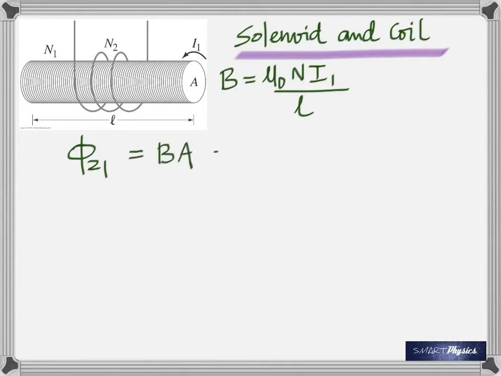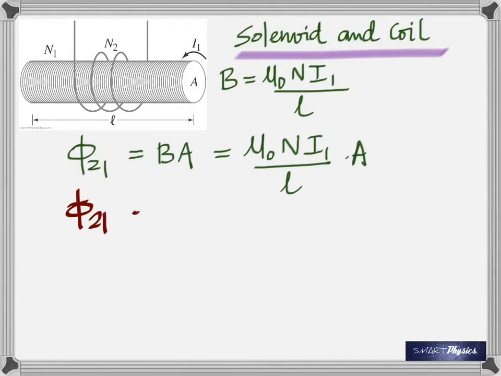So phi 2,1, which is the flux linked with 2, due to a current flowing in 1. That's how you read it, right? Flux linked with 2 due to a current flowing in 1 is equal to B times the area. Area of which one? According to this diagram, they look slightly different, but consider that they are the same. So that means the secondary winding is right on top of the solenoid, okay? So their areas are the same. So it is mu naught n I1 times A. Just multiply with the area, that's it.